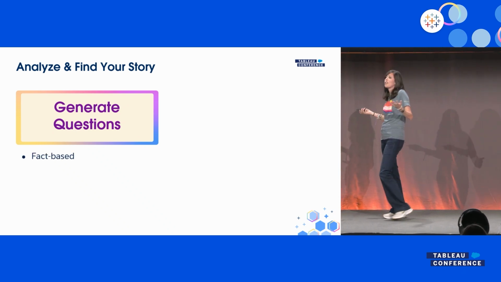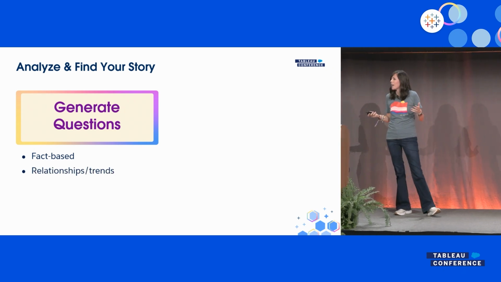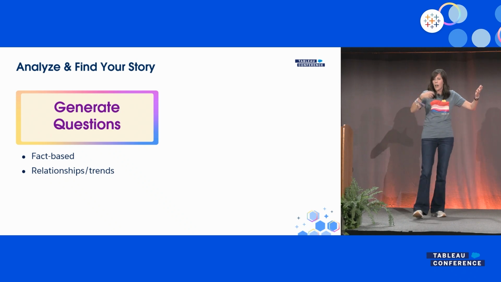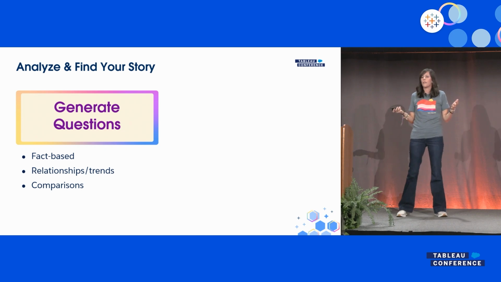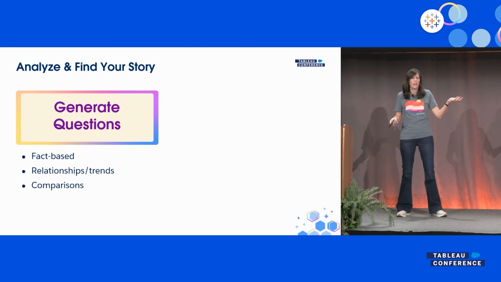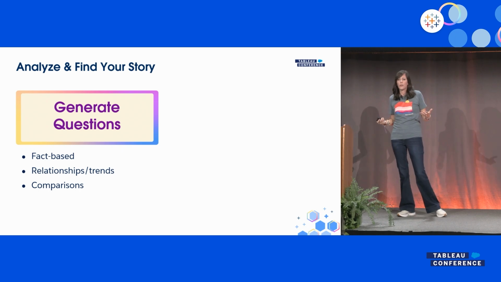So they might be fact-based. They might be, how many students enrolled in a course. They might be more relationships or trends, right? Does enrolling in this course relate to graduating on time? They might be more comparative. How are older students doing in a course compared to younger students? All of these questions are going to help you explore the data with a purpose, right?